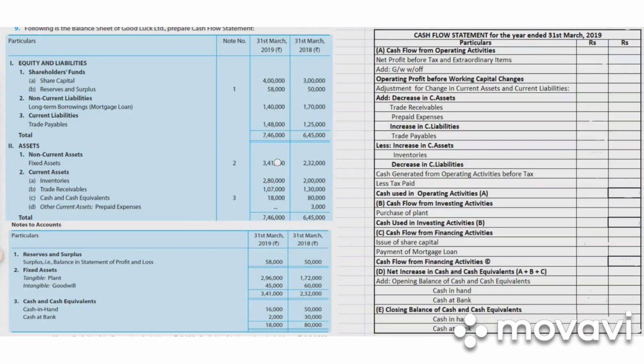Dear students, today we are going to study about the cash flow statement.